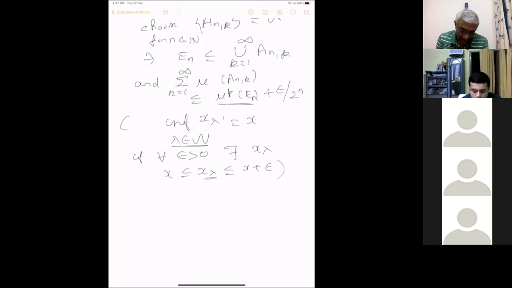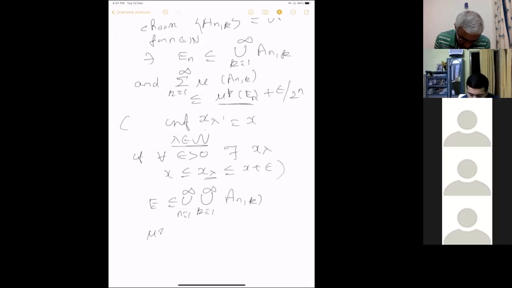You want to prove that now this E is contained in the union over n equal to 1 to infinity, k equal to 1 to infinity, of A_{n,k}. Maybe I will change it. I have written A, no? Yeah, A_{n,k}. Okay.